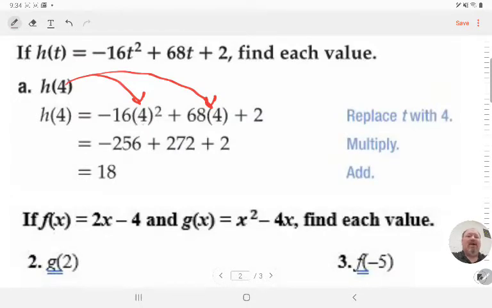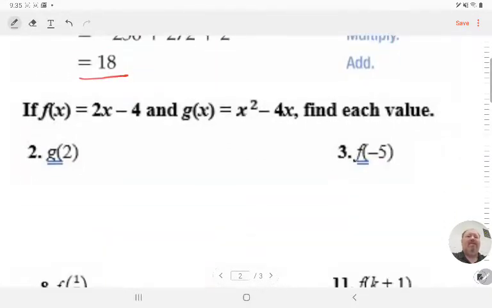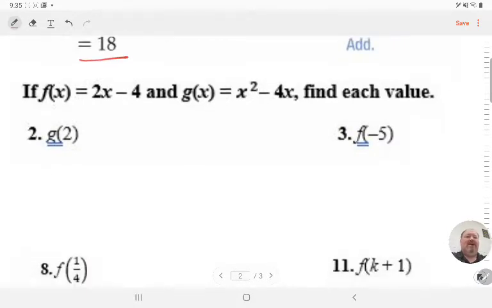Now remember, when you have this, the square goes with the number that goes for the variable, not the whole thing. So it would be negative 16 times 4 squared, or negative 16 times 16, which would give you negative 256. And then 68 times 4, 272. And then you add all three together, and the answer is 18. Okay? Here are some for you to try and see how you do.